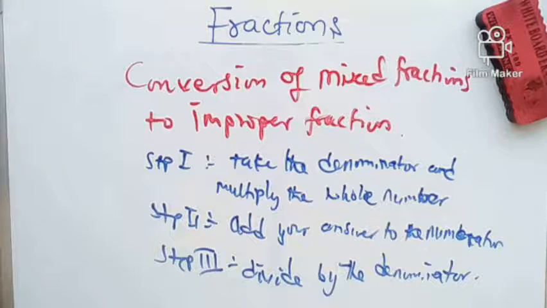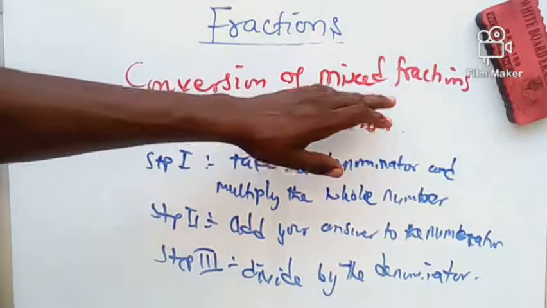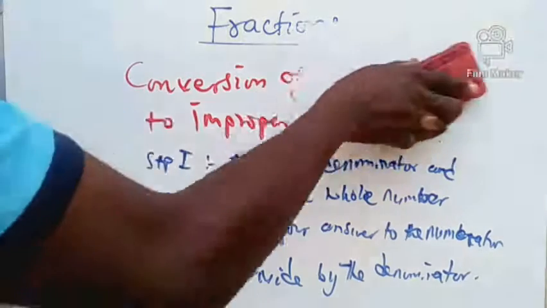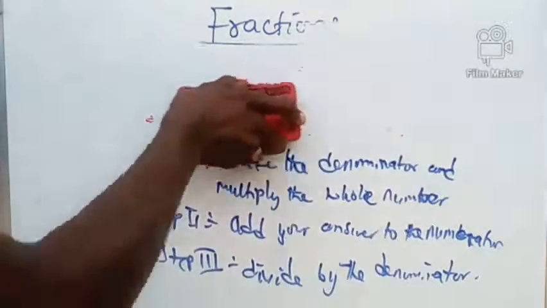That's all. Now, to convert a mixed fraction to an improper fraction, what you do is simply take the denominator of the mixed fraction and multiply it with the whole number. Step 2 says add your answer to the numerator. And step 3 says divide it by the denominator. So let's take an example to understand what we're talking about here.